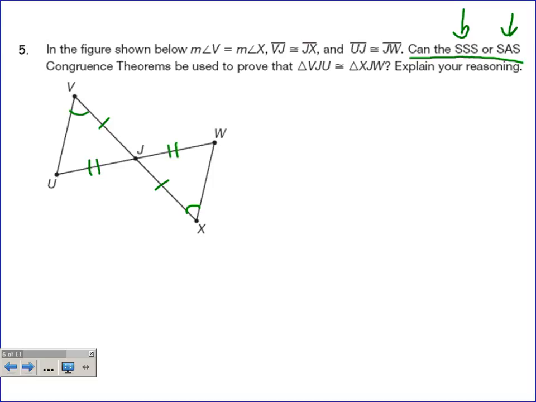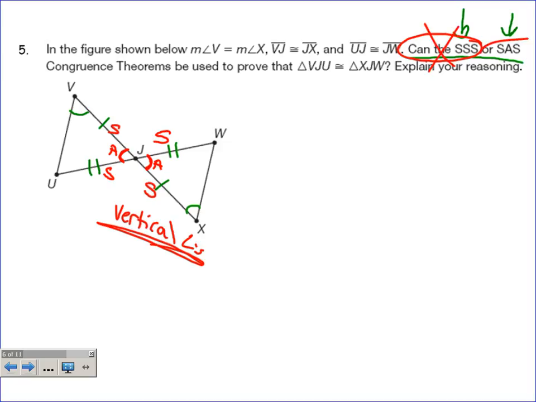Okay, so let's think about this one. Side, angle, side. Here's a side here. Here's a side down here. We'd have to talk about this angle that's in between, right? Is there any way that we could prove this angle congruent to this angle? Yes, why? Vertical angles. So we could actually prove this triangle congruent. Those two angles are congruent by the vertical angles theorem. They are vertical angles. So we could prove this is congruent by side angle side.